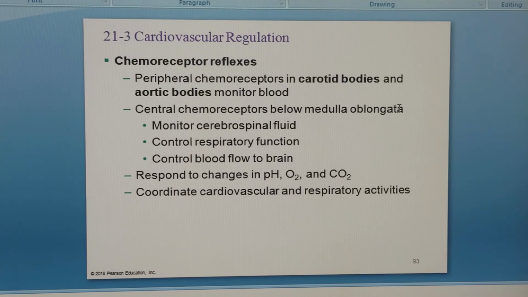Chemoreceptor reflexes, as opposed to the baroreceptor reflexes we just went through. Peripheral chemoreceptors in the carotid bodies and the aortic bodies monitor the blood. Central chemoreceptors below the medulla oblongata monitor cerebrospinal fluid, control respiratory function, and control blood flow to the brain. They respond to changes in pH, O2, and CO2, and coordinate cardiovascular and respiratory activities.